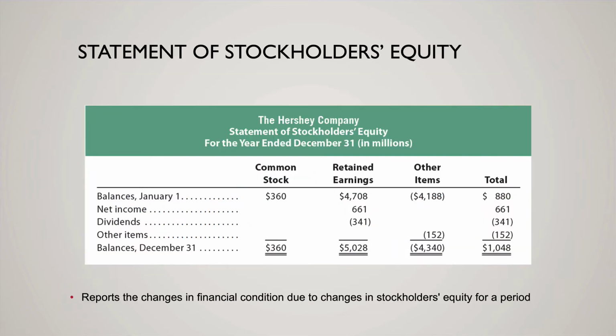Now, the statement of stockholders' equity is, as I said, sort of a connector statement that allows you to get between the income statement and the balance sheet. So here we have that $661 million in net income from the year. Retained earnings is the profit that a company has kept internally. It has retained its earnings. It began the period with $4.7 billion in retained earnings. Because of the profit that it earned over the course of the year, it increased that retained earnings by 661.